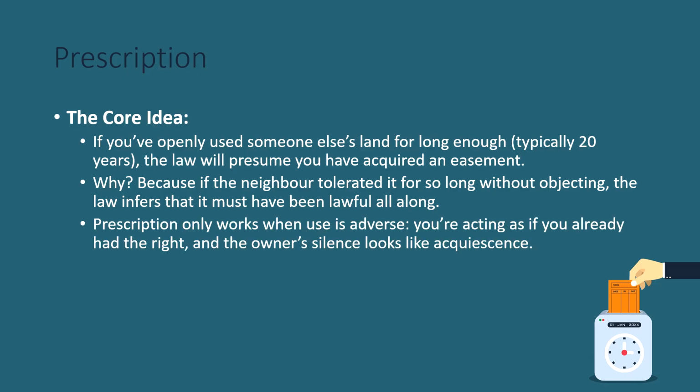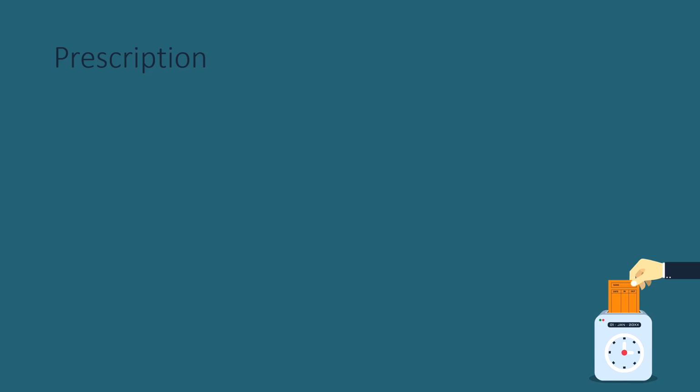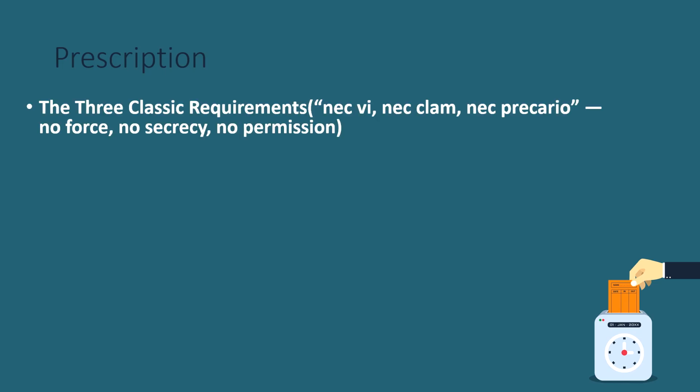And so what you really need to do is to use the land as if you already had the right, and the owner is then being silent, he doesn't intervene, so it looks like there's an approval, really, or at least an acquiescence. But let's look at those 3 conditions in more detail.